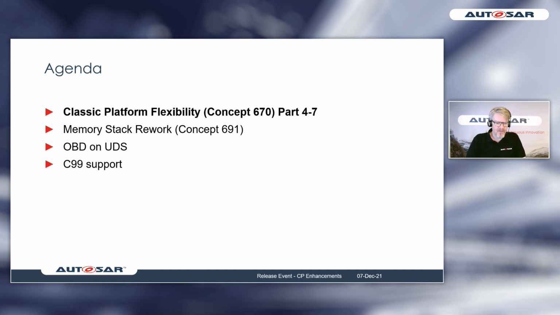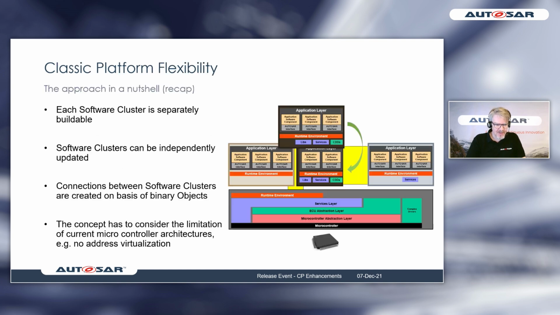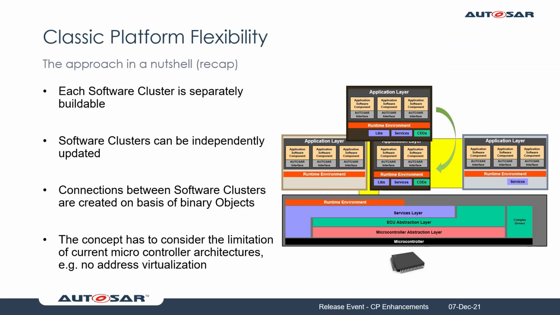This concept was so huge that it spans multiple releases. So today I have parts 4 to 7. But just maybe a short recap: what is the classic platform flexibility about? The idea is to have a collaboration of different teams working on the same project. The idea is here to create software clusters, quite similar to the adaptive platform, so that each software cluster can be separately built and also, of course, separately updated.